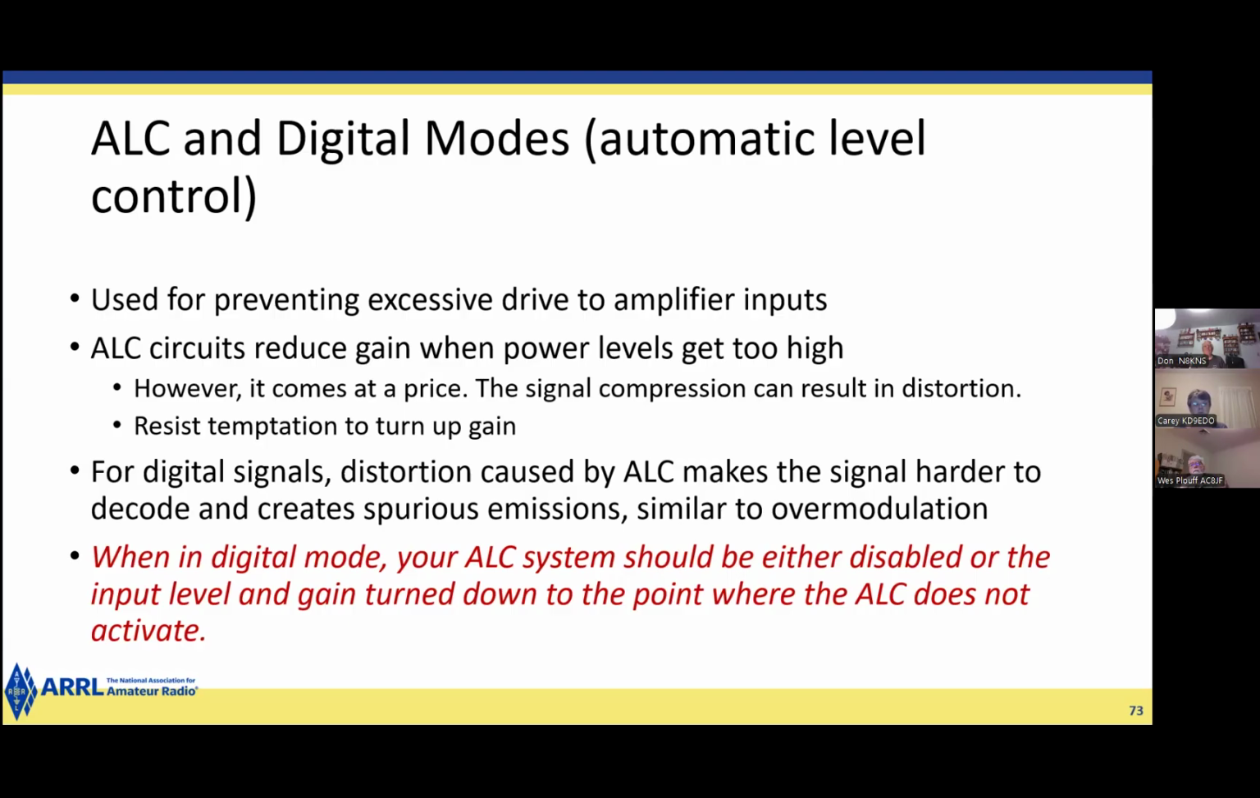There are also compression settings on most SSB transceivers where you can reduce the peak to average ratio, which means the peaks are as high, but the average is higher. For digital signals, you don't want either one of those.